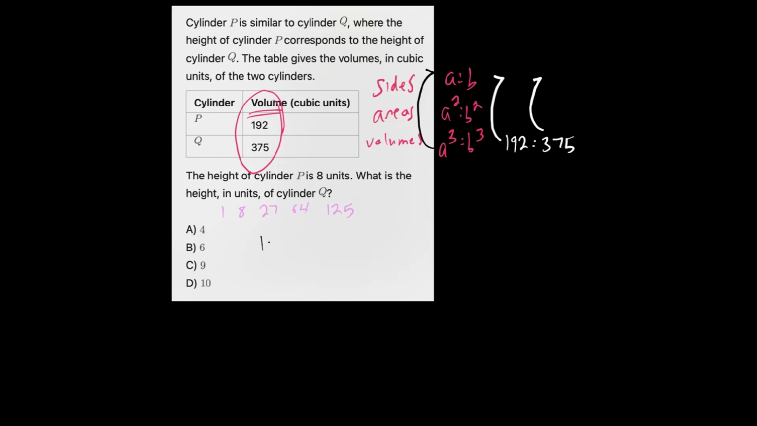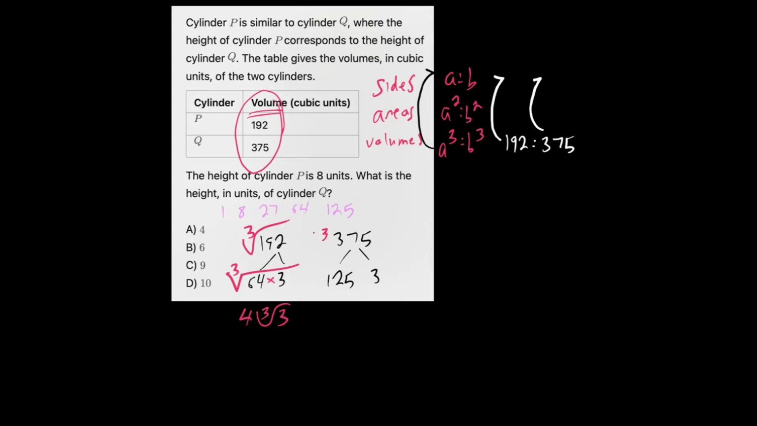Well, 192 is really 64 times 3. And 375 is really 125 times 3. So if we're taking the cube root of 192, that's the same as saying the cube root of 64 times 3. 64 has a cube root. It's 4. 4 times 4 times 4 is 64. So this would simplify to 4 cube root of 3.